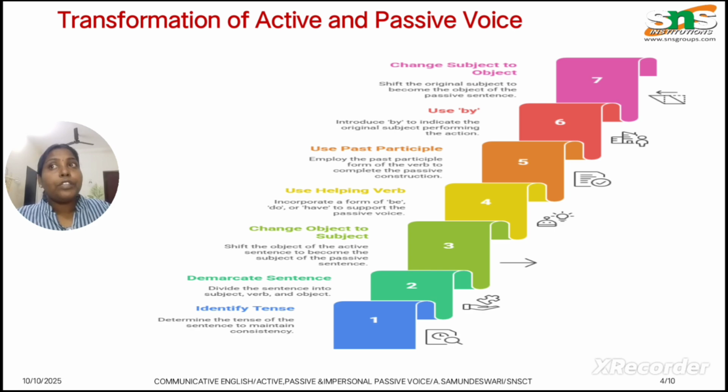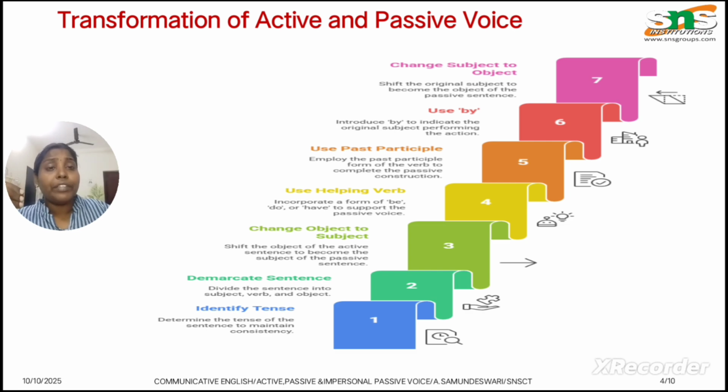Apart from that, to change an active sentence into passive voice, you are supposed to identify the subject of the sentence and the verb form, along with the object part also. While identifying the verb, you have to confirm the tense form, because the major point is do not change the tense form of a given sentence. If you are changing the tense form, then you are making a mistake.